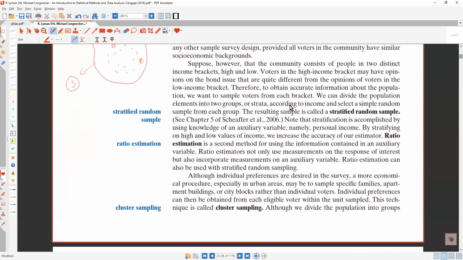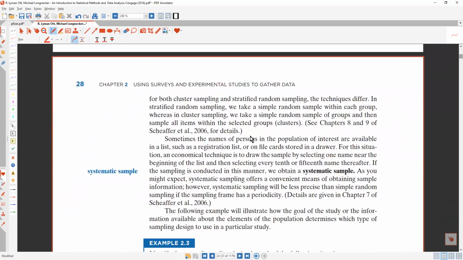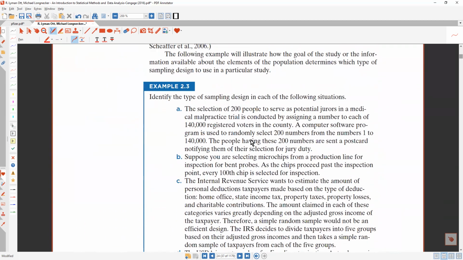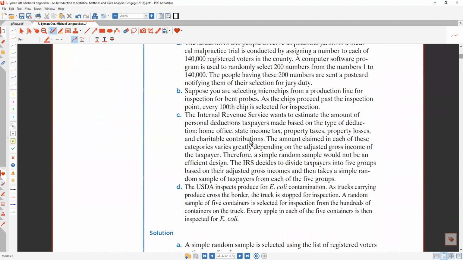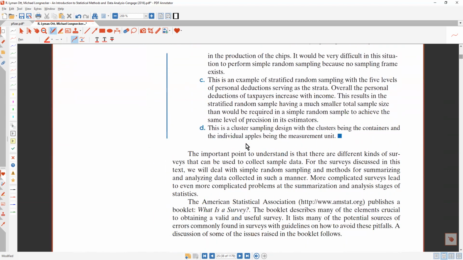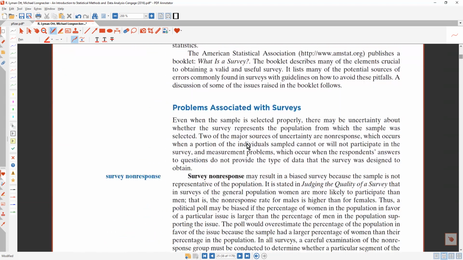We'll talk about these things later in the book when they come up, so we're going to skip those for now. You can have a read of them, but we'll talk about them more as we go. Same thing with systematic sample. Again, reading over that would be a nice idea, but it's not of paramount importance right now.